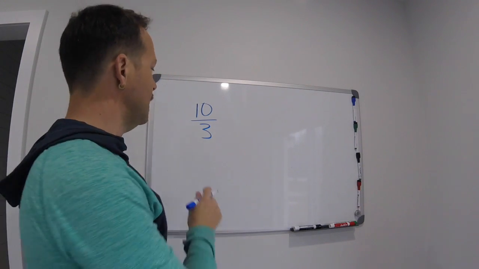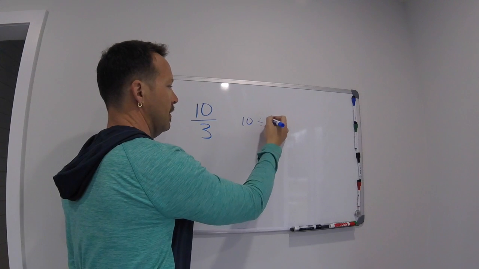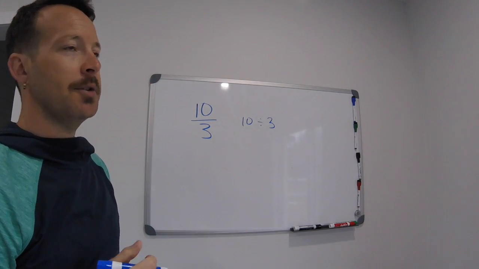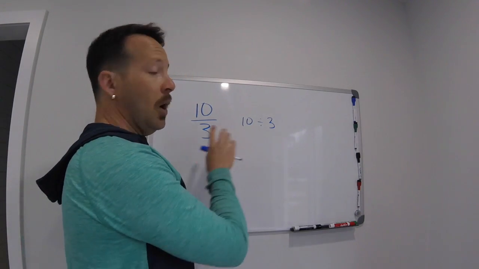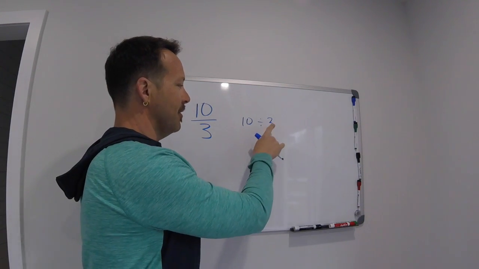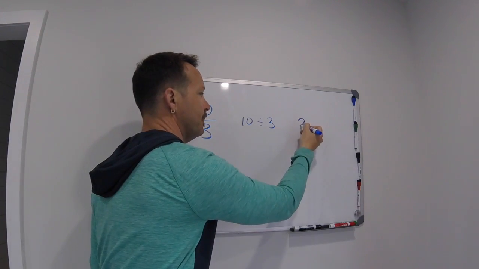Okay, let's look at question E, 10/3. 10/3. How many times does 3 go into 10? So we're going to go 10 divided by 3. Well, let's see. 3 times 2 is 6. 3 times 3 is 9. 3 times 4 is 12. So 12 is too many. So 3 times 3 is 9. So 3 goes into 10 3 times.